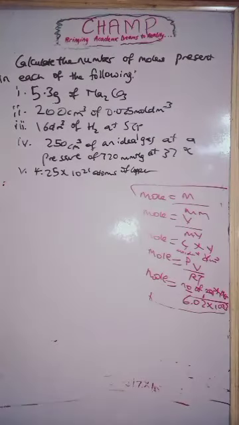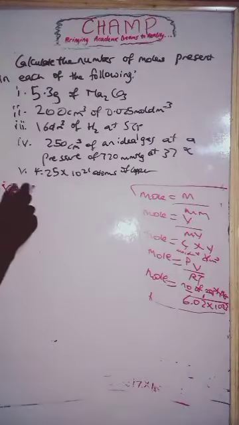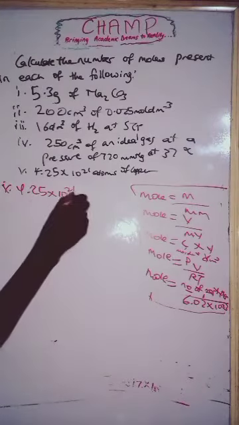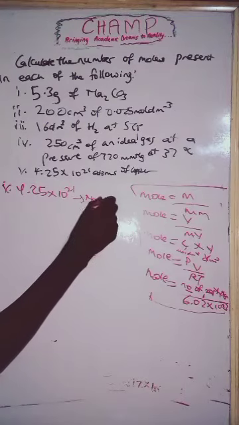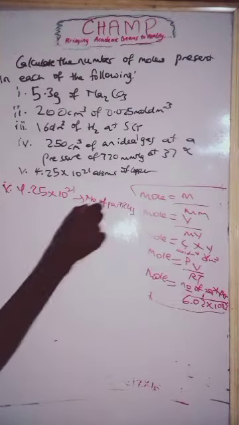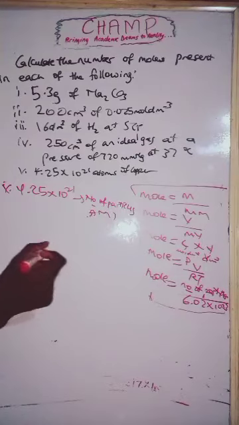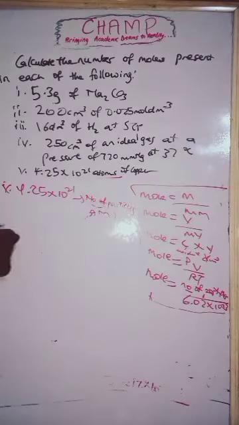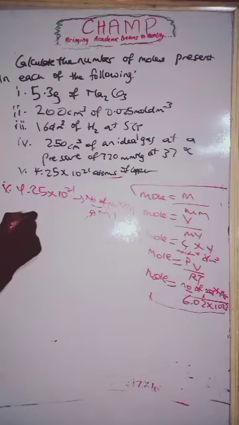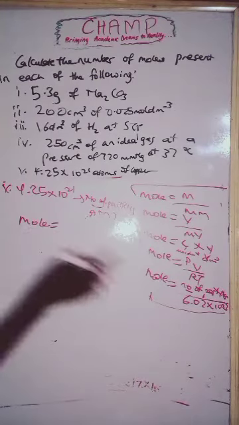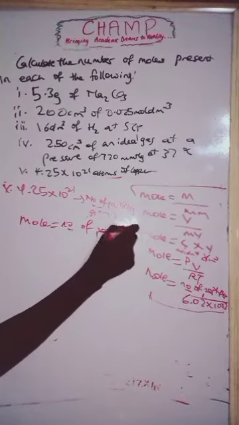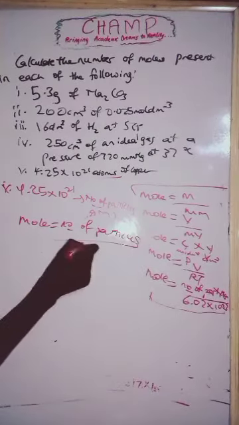So let's take the last question together now. 4.25 times 10 raised to power 21 atoms. So this is the number of particles. I told you that your number of particles can be three things: atoms, molecules, or ions. So these are atoms, so it's the number of particles. Recalling the formula, we have mole is equal to number of particles over 6.02 times 10 raised to power 23.